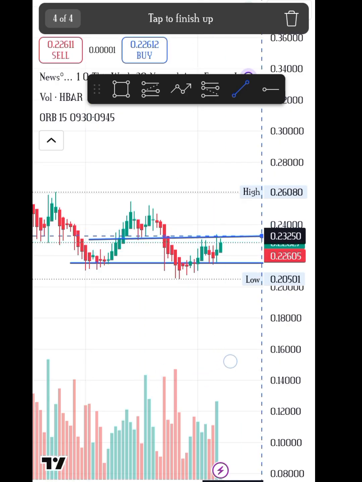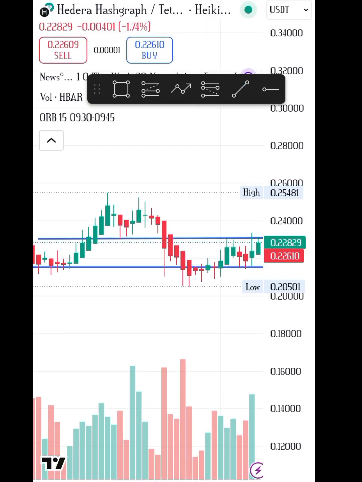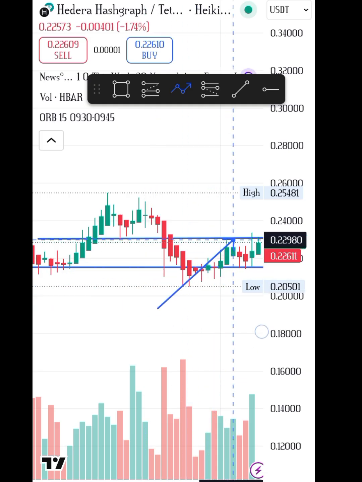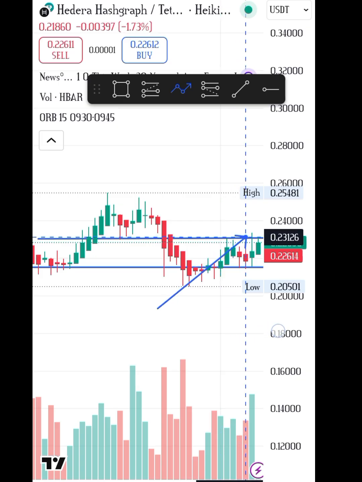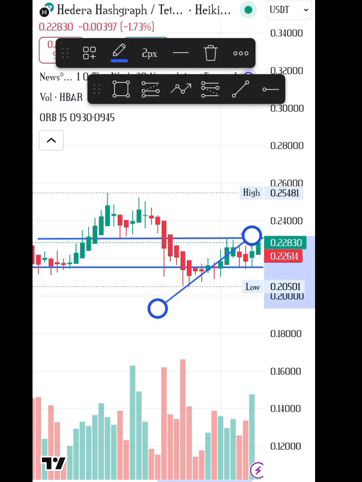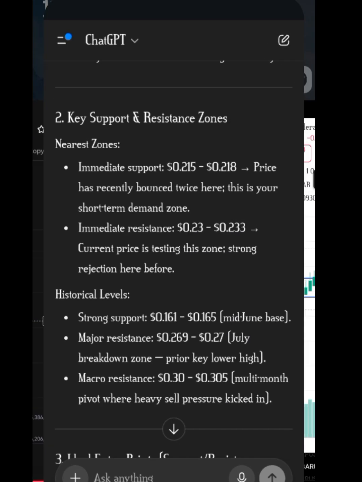So once you say the immediate resistance is the current one, 0.23, then it's valid because you can see, where's my arrow? It bounced up here, and you can see the candles rejecting here, and it's still rejecting. Maybe it will break out or not. So the immediate resistance is valid according to ChatGPT.